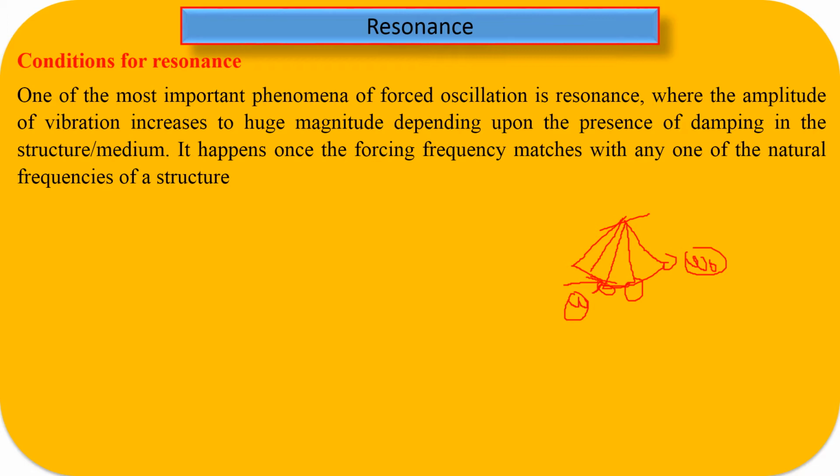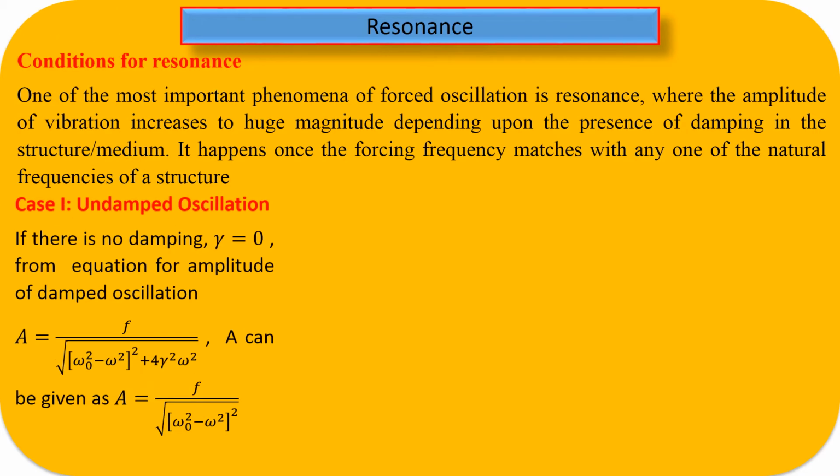We are going to say that whenever the value of omega and omega naught are equal, what is going to happen? That will be the condition of resonance, and this is what we want to understand from the equations that we already derived in the previous class. So here I am going to do it in two parts.